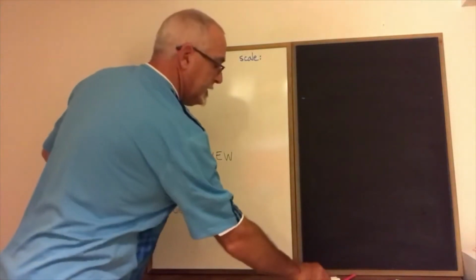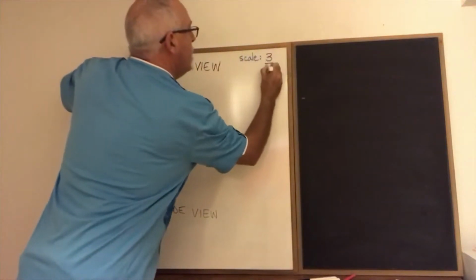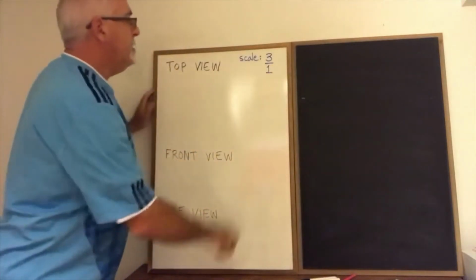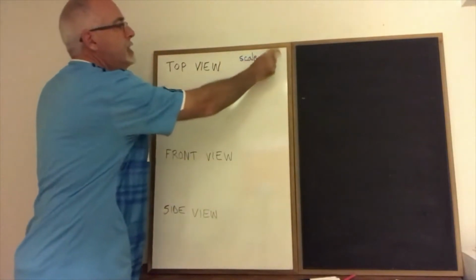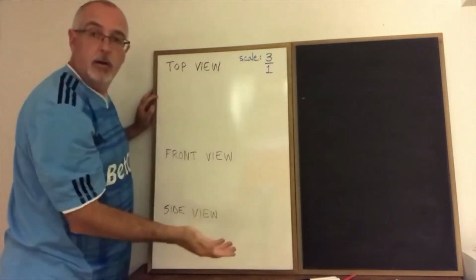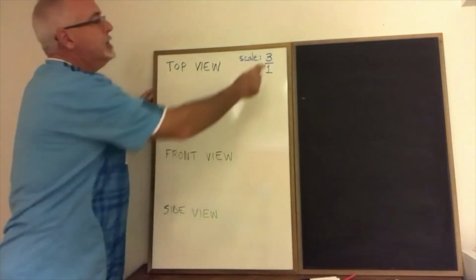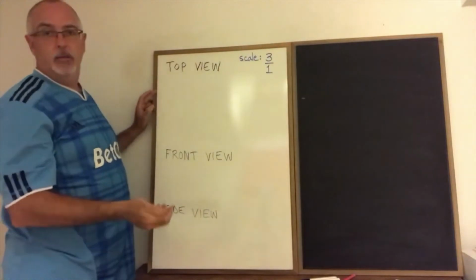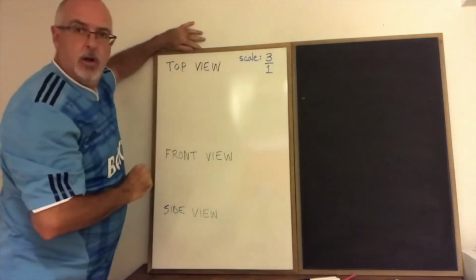So I'm going to write my scale 3:1 like this. Now the way this scale is given, there's no unit of measure given because it means 3 centimeters represents 1 centimeter. Since they're both centimeters, you don't have to write a unit. That means 3 millimeters in the drawing represents 1 millimeter in the real object. Notice that the top number is bigger.